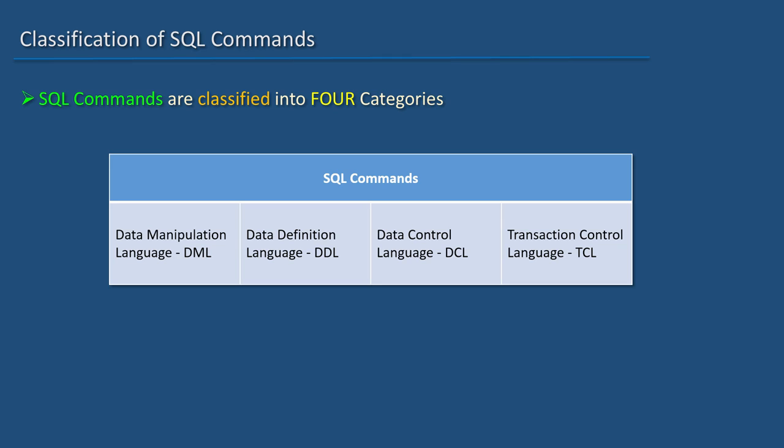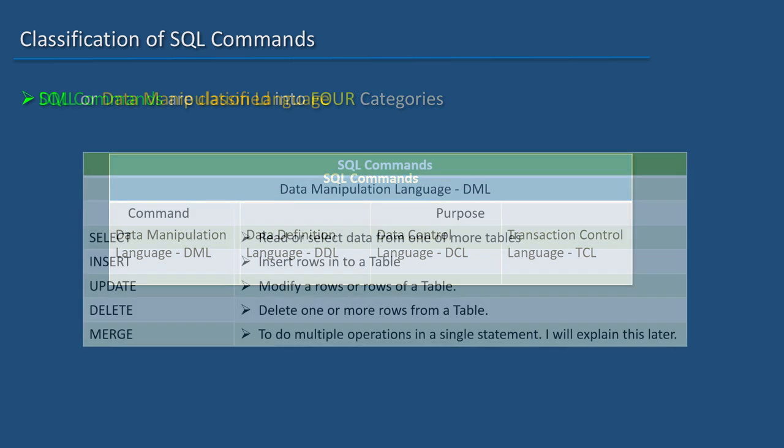SQL commands are classified into 4 categories. They are data manipulation language, also known as DML, data definition language, also known as DDL, data control language, also known as DCL, transaction control language, also known as TCL.